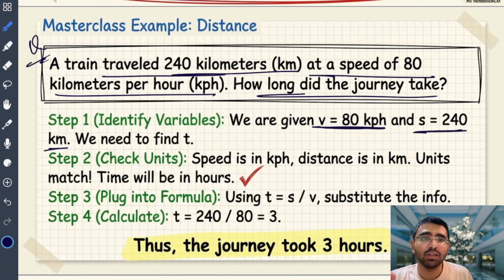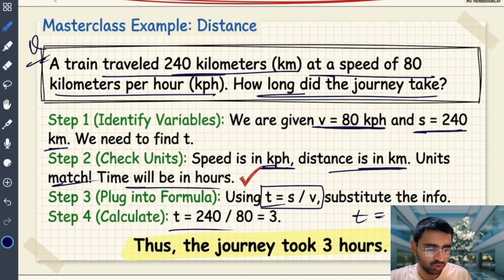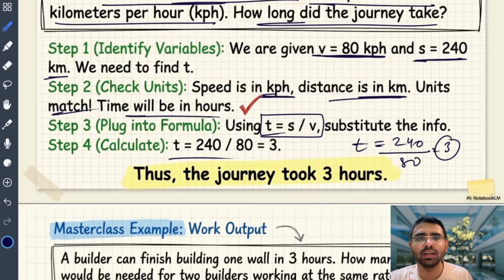First we have to check the units. If all the units are the same, speed is in kilometers per hour and distance is in kilometers, the units match. So time will be in hours, not in seconds. So we just plug into the formula: time is equal to distance upon speed. So t is equal to distance 240 upon speed 80. It will give us 3 hours. So the journey will take 3 hours.